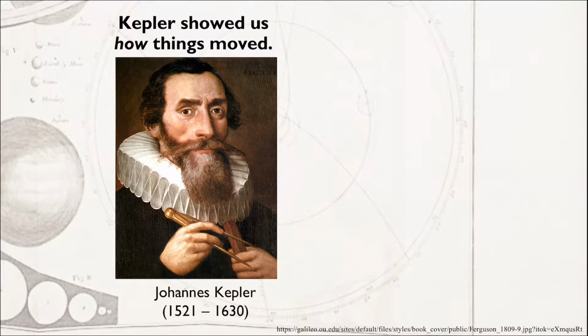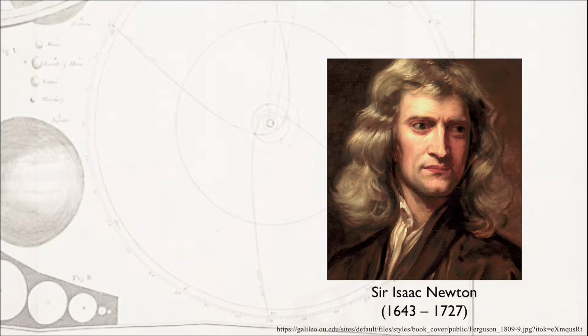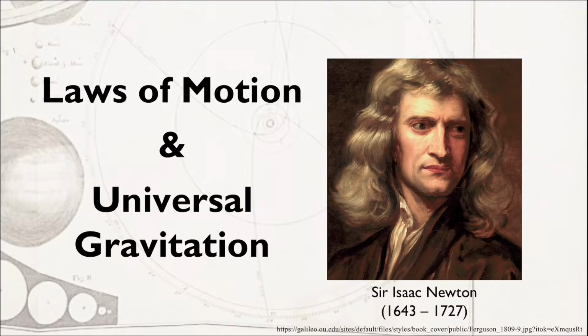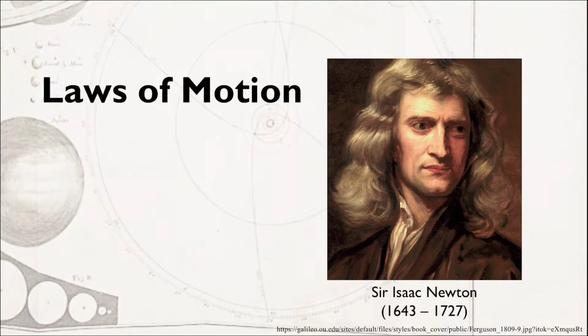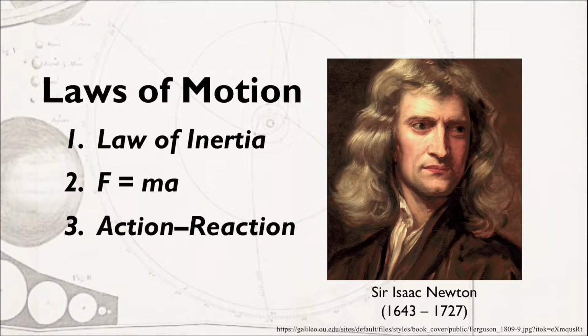Now, Kepler showed us how things moved. We discussed his laws of planetary motion in the previous videos, but it wasn't until Newton came about that we finally understood why things moved the way they did. Not only did Newton introduce his own laws of motion, he also explained the concept of universal gravitation. Newton's 3 laws of motion can easily be remembered as the law of inertia, F equals ma, and the concept of action-reaction pairs. So let's take a closer look at each of these.